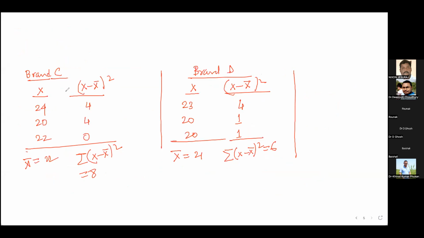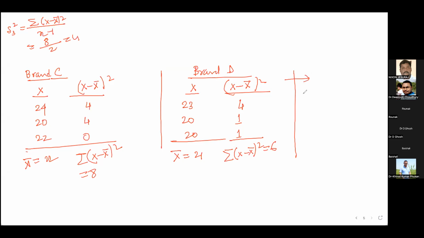Going to the third case. In the third case, we would like to find out the sample variance here, and it is S3 square is equal to summation of the x minus x bar whole square divided by n minus 1. So the summation of x minus x bar whole square is equal to 8, and n minus 1 means 3 minus 1 is equal to 2, so 8 by 2 is equal to 4. So in this case also I received 4.